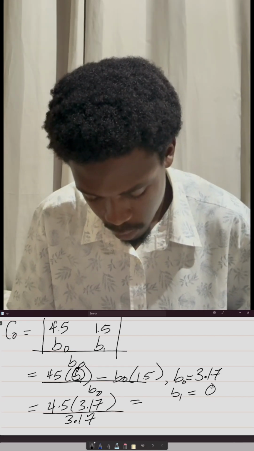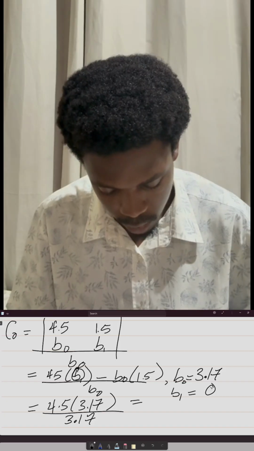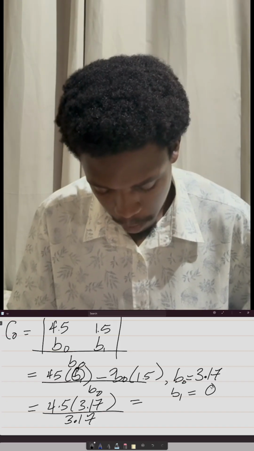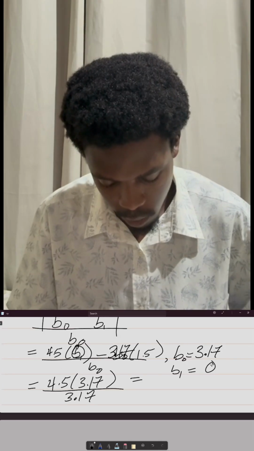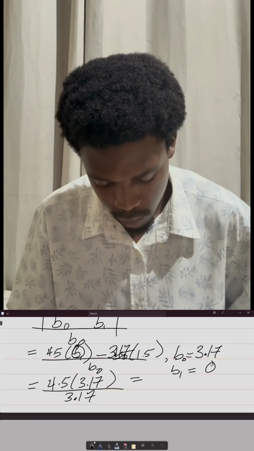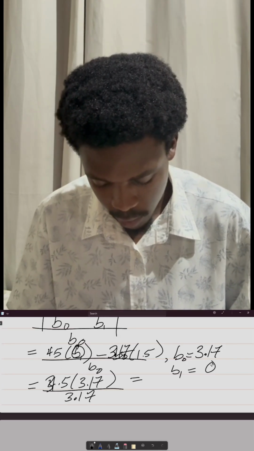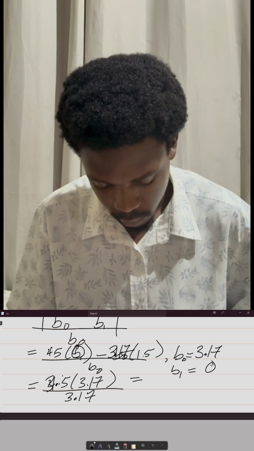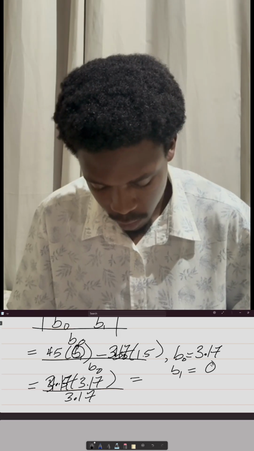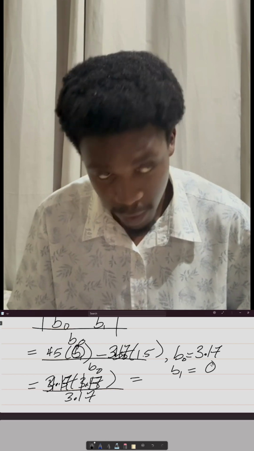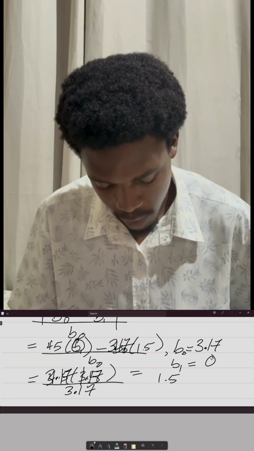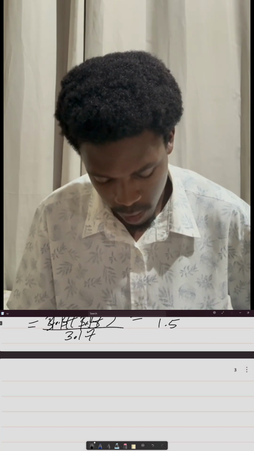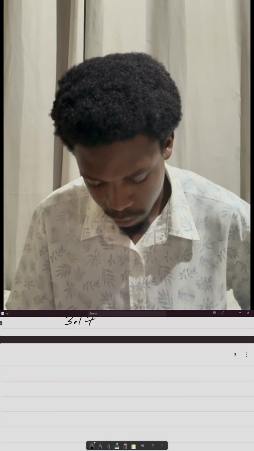This is going to give us 0, and this is going to give us 3.17. So all divided by B0. So we're going to get 3.17 multiplying with 1.5. That's going to give us 1.5. So I hope you get it.